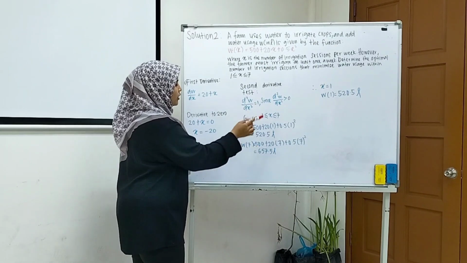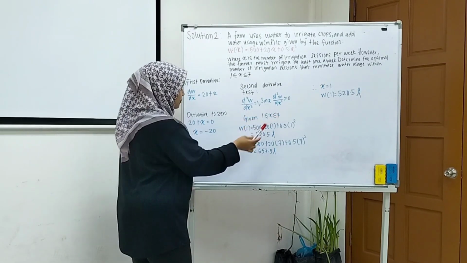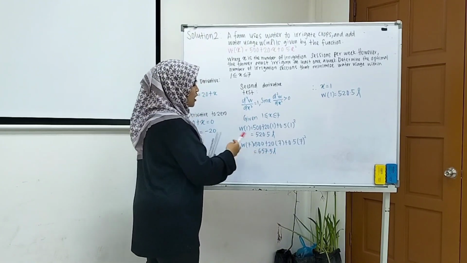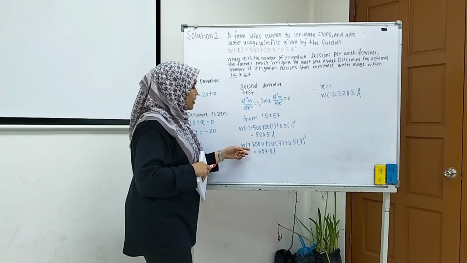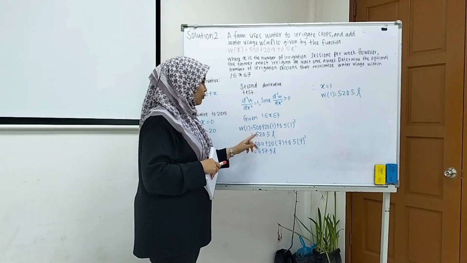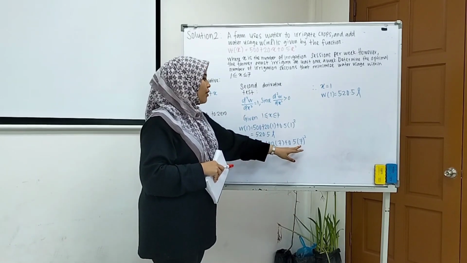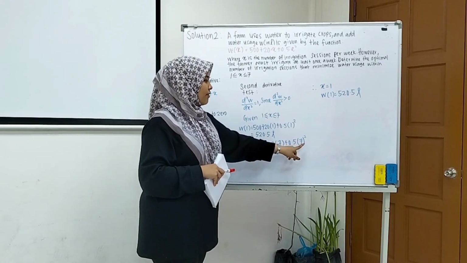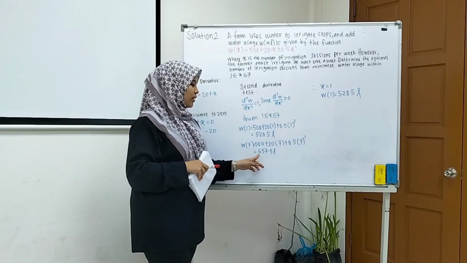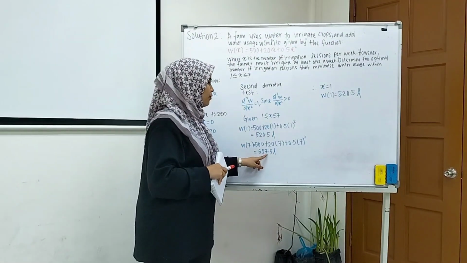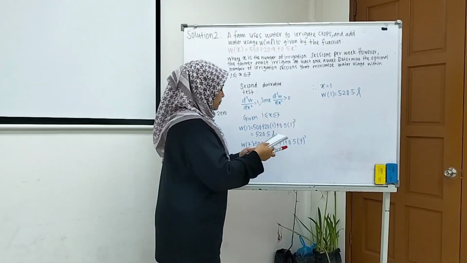Second, we're going to insert the 7 to get the answer. So W(7) equals 500 plus 20(7) plus 0.5(7) squared. And we're going to get the answer, which is 657.5 liters.